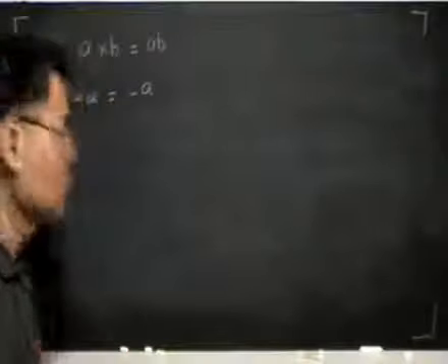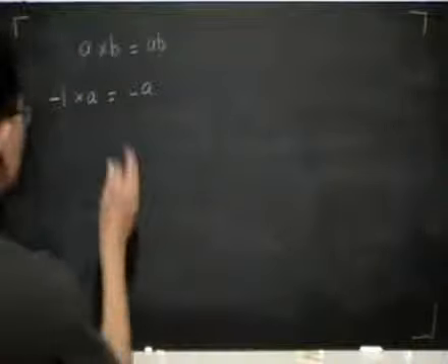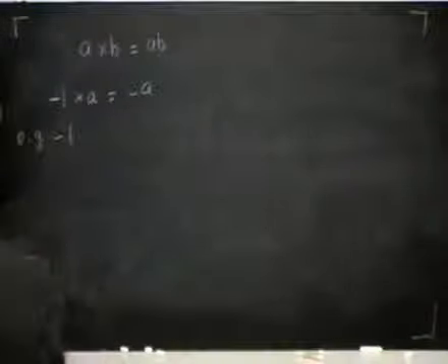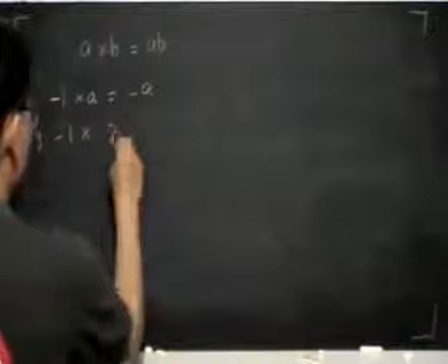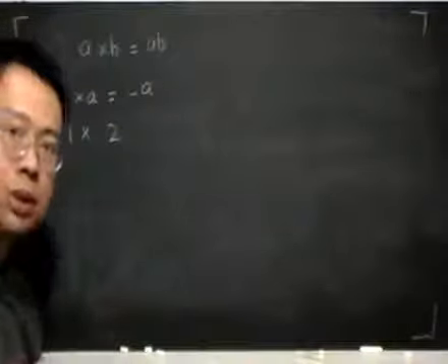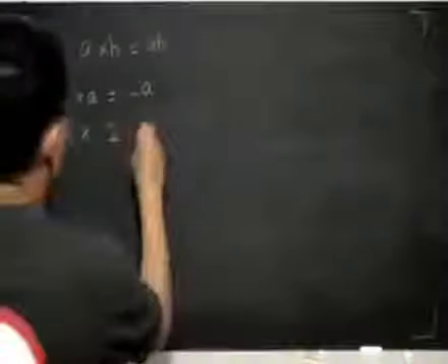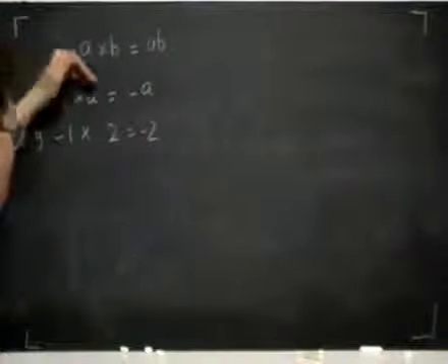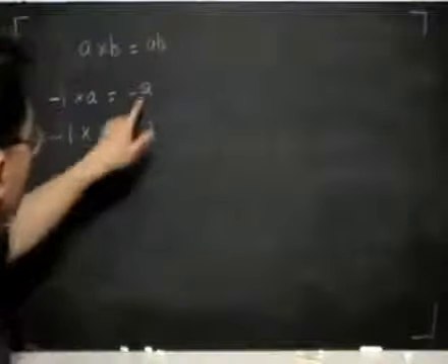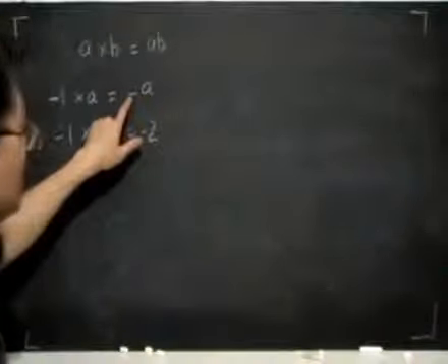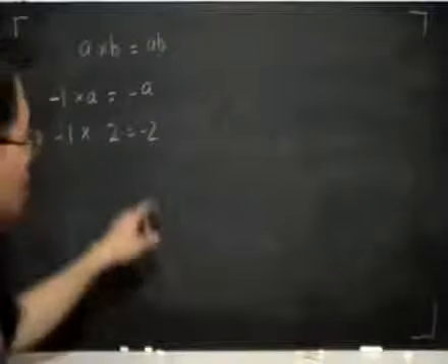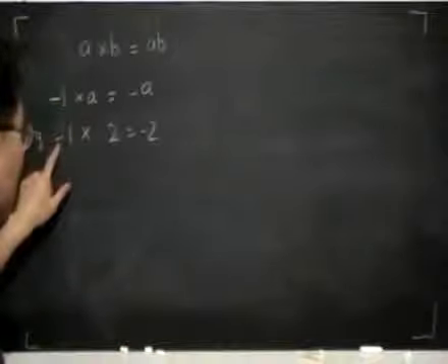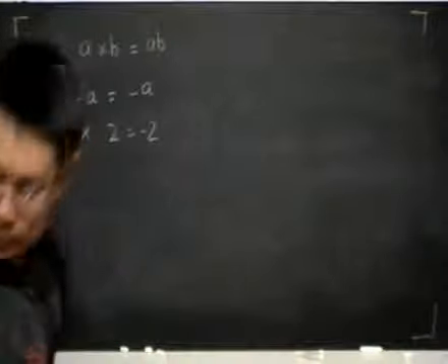So just to make this a little less abstract, look at an example. If I have minus 1 times 2, we know that minus 1 times 2 is minus 2. So that's really what this means when we say minus 1 times A is minus A. We have now a minus sign in front of the A, just like we have a minus sign in front of the 2 when we multiply minus 1 by 2.